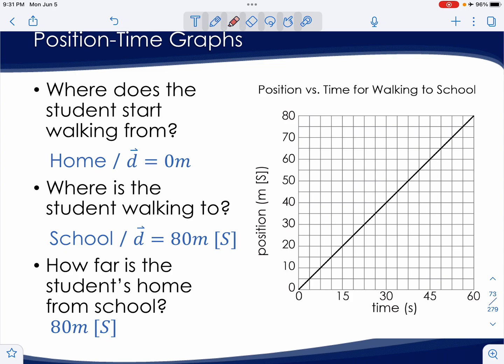And so here, if we look at this, we have the position, and it's a vector, so it has the vector hat on it, and the position is 0 meters. Now, keep in mind that even though this is a vector, because the magnitude is 0, we do not have a direction. Any positive or negative number would have a direction associated with it. And where is the student walking to? He's walking to school. And that would be at position 80 meters, because you can see that the destination is at the very top of the graph. And so here he starts here, and he's going to end here at school. How far is the student's home from school? It would be 80 meters south.